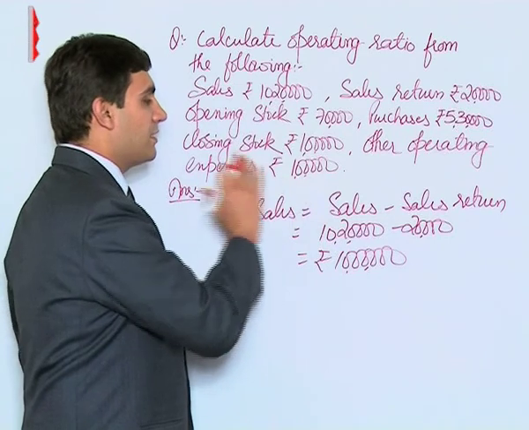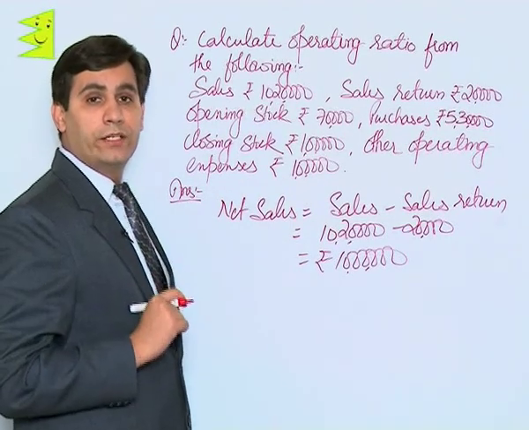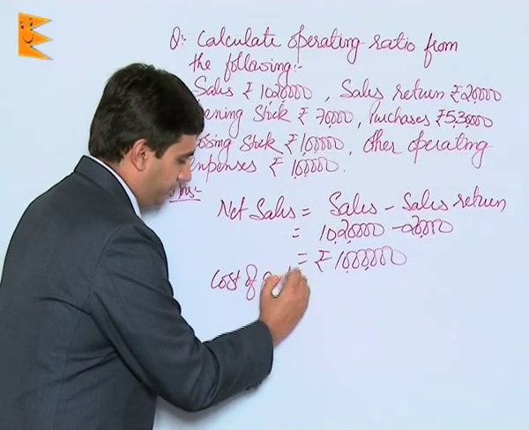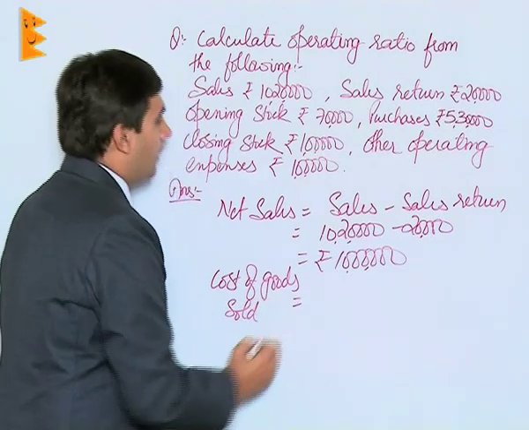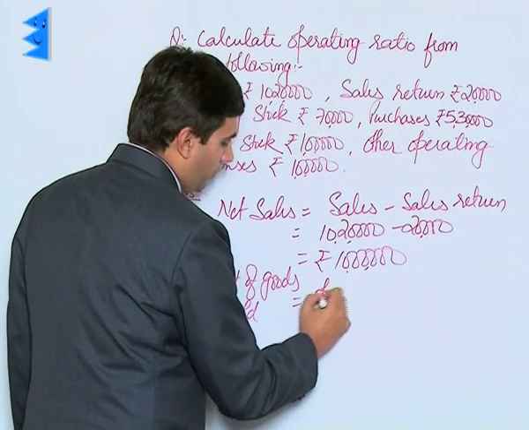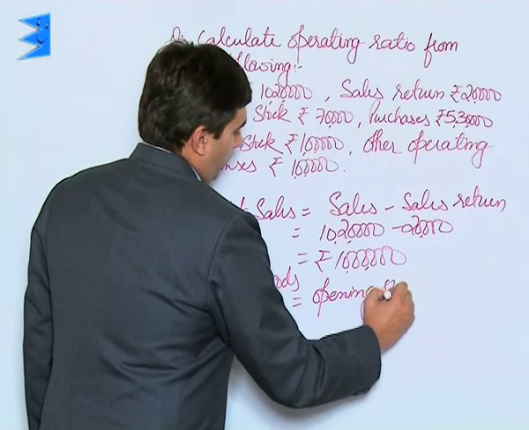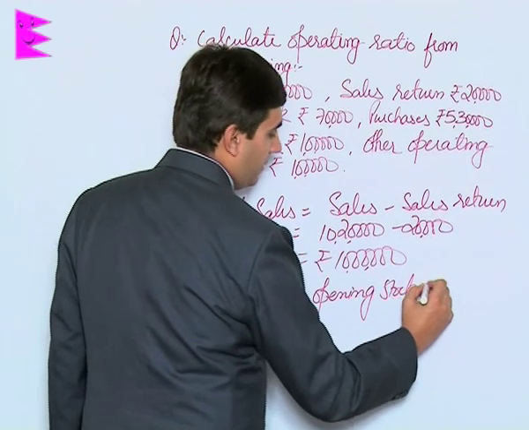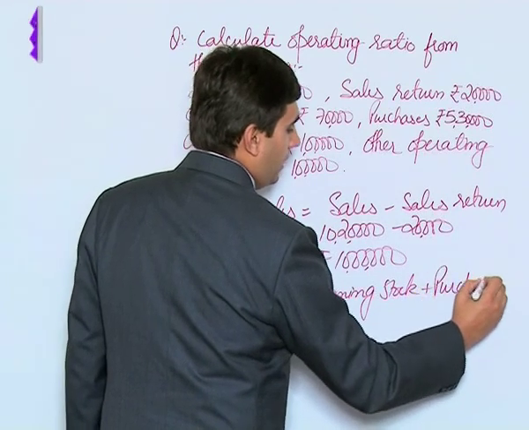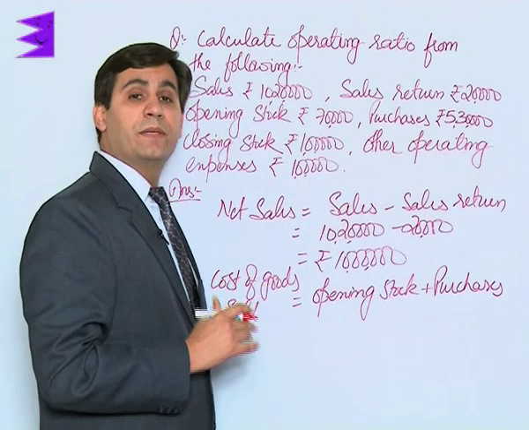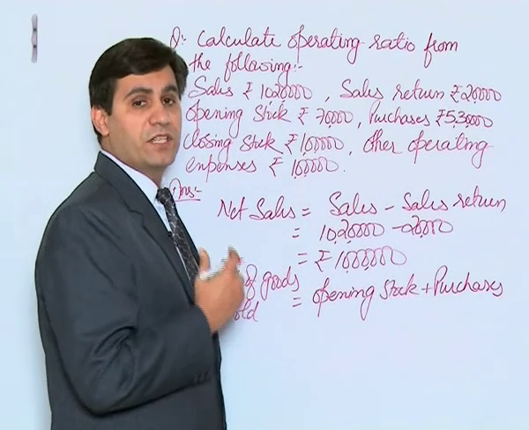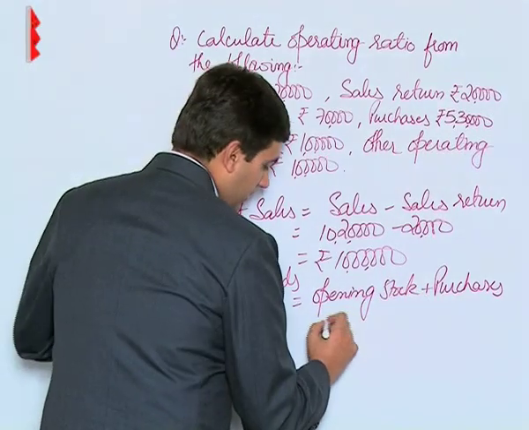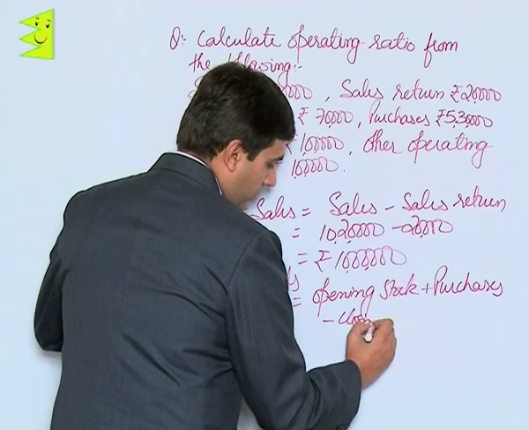Here other operating expenses are directly given to us. So we need to calculate cost of goods sold first. So cost of goods sold would be equal to opening stock plus purchases. Remember, in this case no purchase return is mentioned here, so it would be your net purchase only. So then opening stock plus purchases minus closing stock.